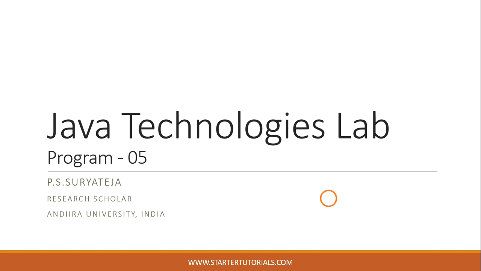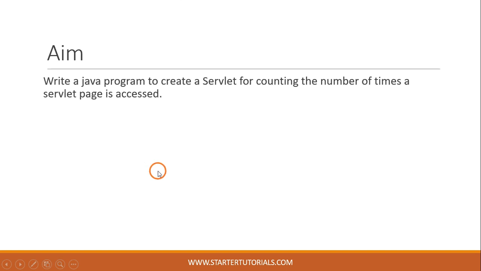In this video I am going to talk about theoretical concepts associated with program 5. First of all, let's see what the aim of program 5 is. In this program we are going to create a servlet that is going to count the number of times the page is accessed. Basically, we are trying to maintain a hit count, that is, how many times a particular page is visited by the user.